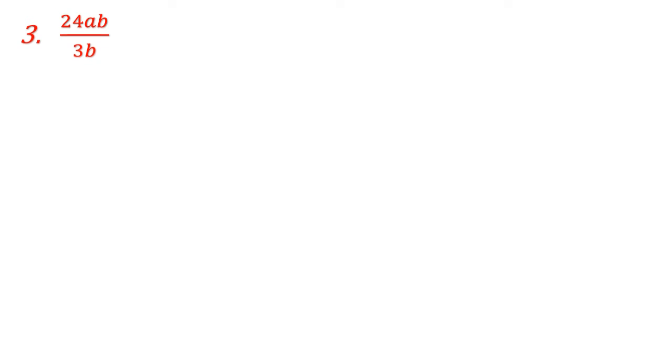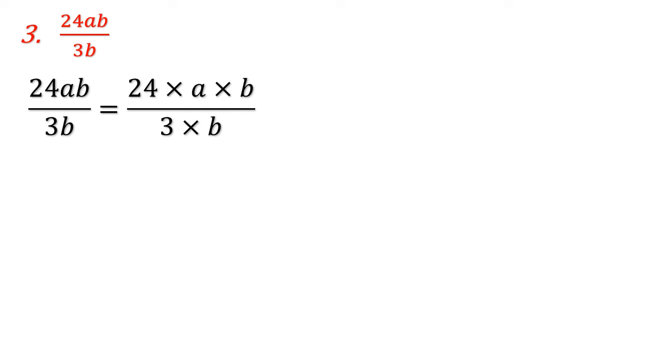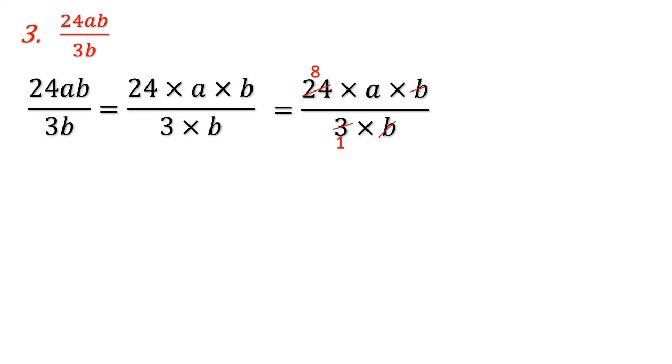Take our example 3, 24ab over 3b. 24ab over 3b is equal to 24 times a times b over 3 times b. We're going to simplify it from here. 3 into itself how many times? 1 time. 3 into 24 how many times? 8 times. The b also cancels. So what are we left with? We are left with 8 times a. So 8 times a is equal to 8a.